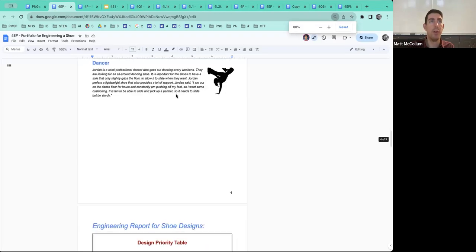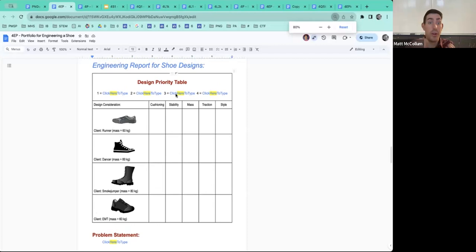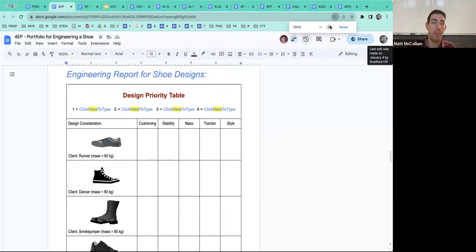If you scroll down, thanks, Bradford, we start to get to this idea of what makes a good shoe, and thinking about what's the biggest priority. And so we assign a point value, where a 4 means the most important, and a 1 means it could be left behind. And so thinking about each of those different factors, cushioning, stability, mass, traction, and style, students have to make a justification.